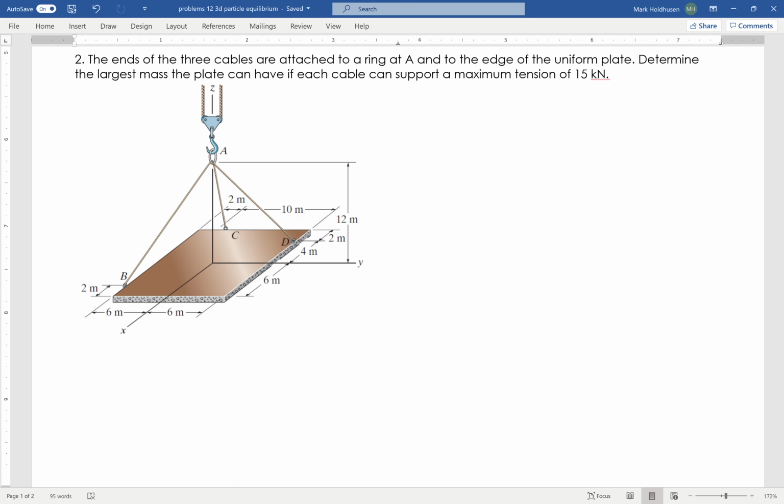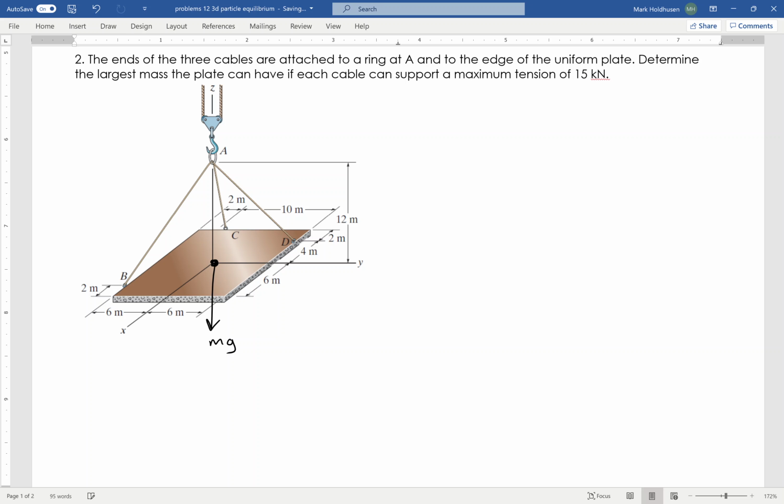Okay, so I've got 3 cables attached to this uniform plate as shown here, and I want to find how much the plate can weigh if the maximum tension in any cable is 15 kilonewtons, excuse me. So the first thing I need to do is take an overarching look at what's going on, right? I've got mg acting straight down like this, and that's really what I'm trying to find.